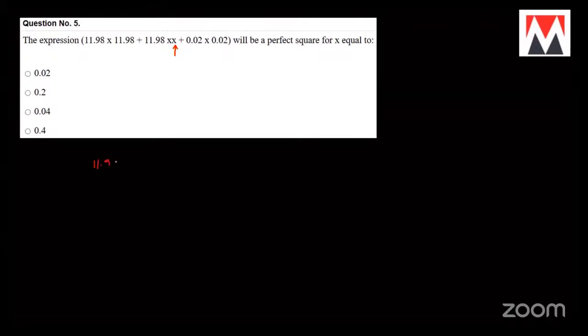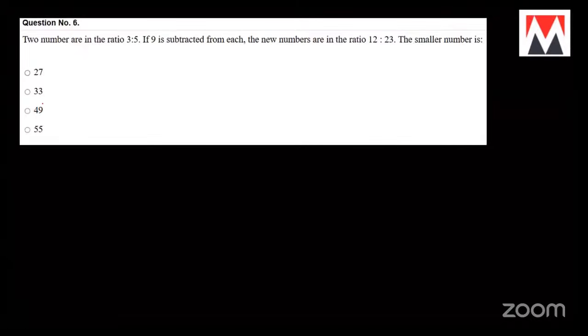Initially it is given as 11.98 square plus 11.98x plus 0.02 square. If you see this, this is like a square plus b square. So what do you need in between? 2ab. So already you have 11.98 as a. So you can take 2b as x. But b is 0.02. So x is equal to 2 into 0.02, which is 0.04. Your answer is C. Please do this question.